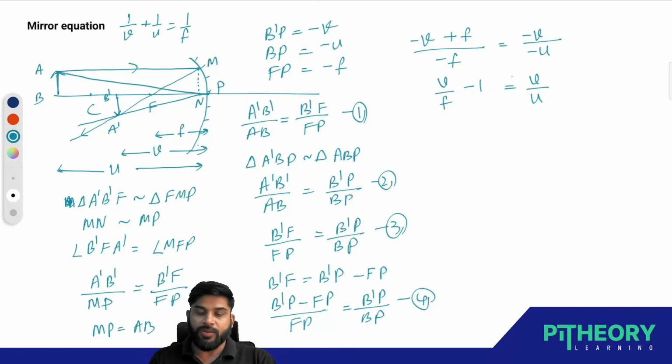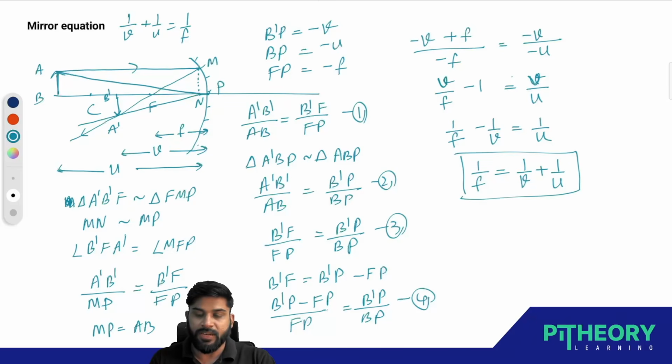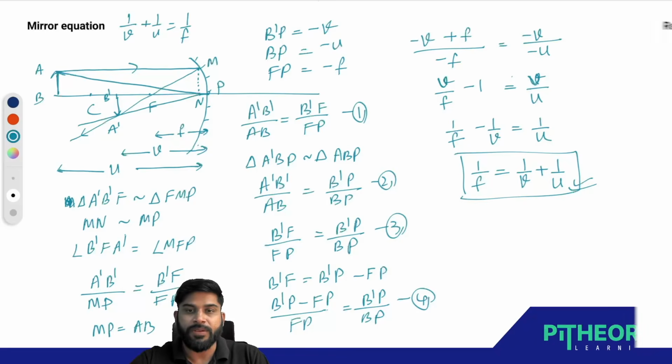See here what I'm going to do. I'm going to divide both the sides by V. So you get 1 by F minus 1 by V, that is equal to 1 by U. All right. Now if I take 1 by U to the right hand side, you get 1 by F is equal to 1 by V plus 1 by U. And that is the mirror equation that is required. So that's how we derive the mirror equation.